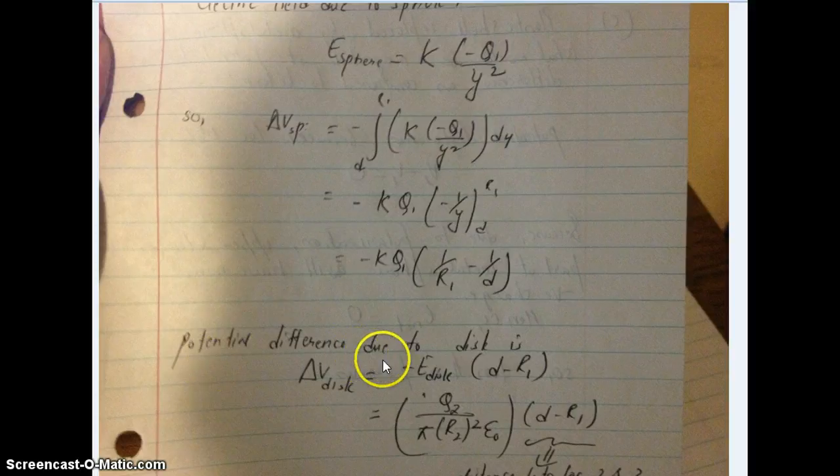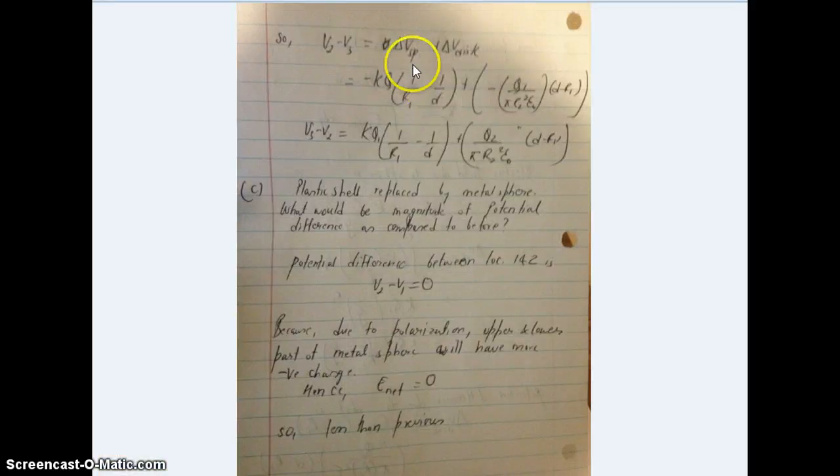The potential difference due to the disc is negative E disc times D minus R1, where D minus R1 is the distance, and as we got earlier, E disc can be substituted by Q2 over pi R2 squared epsilon naught. Like before, the potential difference is found by adding the values, that is V2 minus V3 equals the potential difference due to the sphere plus the potential difference due to the disc. Substituting the values, we get this much.